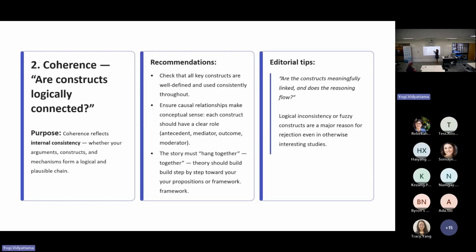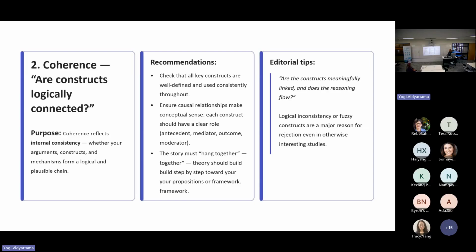Ensure causal relationships make conceptual sense. So it is pretty clear which one is the antecedent, which one is the mediator, which one is the outcome, which one is the moderator. And then the most important part is that the story must stand together, right? It should be building step by step on the next stage, and it shouldn't read as separate parts of the framework. So the question to be answered is, are the constructs meaningfully linked? Is there a logical explanation? And does the reasoning flow across the framework?